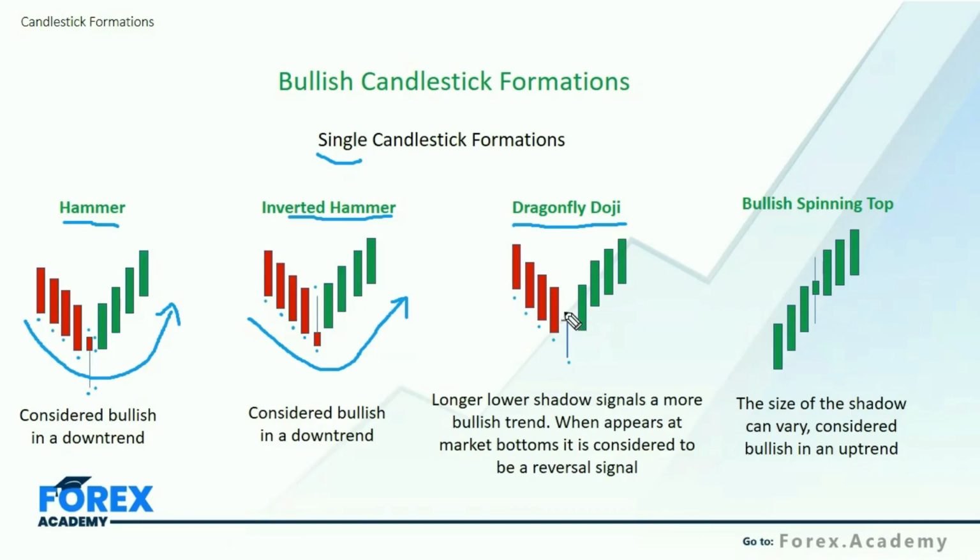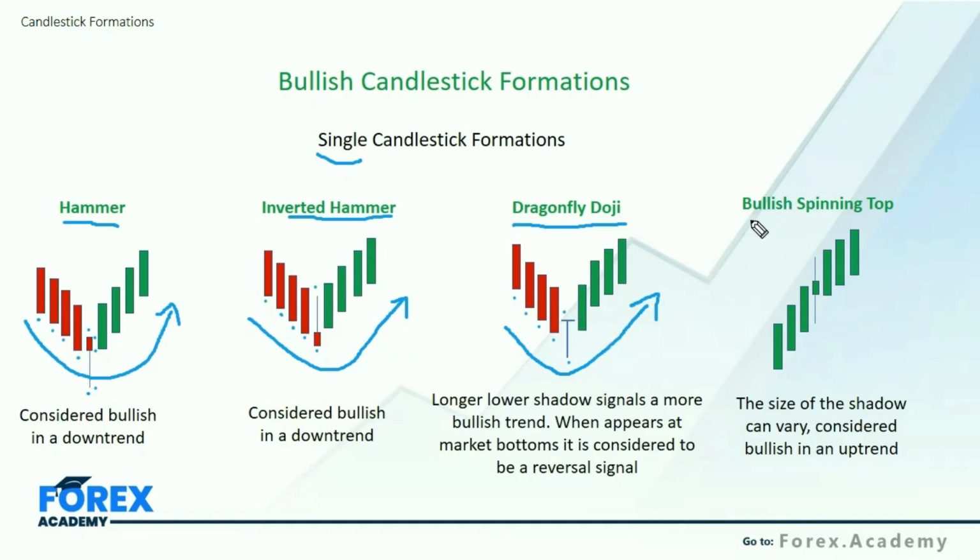Again, what you're likely to experience is that the lower shadow signals more potential for upside movement. When this appears at the bottom, it is considered to be a fairly strong reversal signal. So looking for dragonfly dojis can give traders a real advantage. And as a trader, you can make that decision to look to drive that price back to the upside.